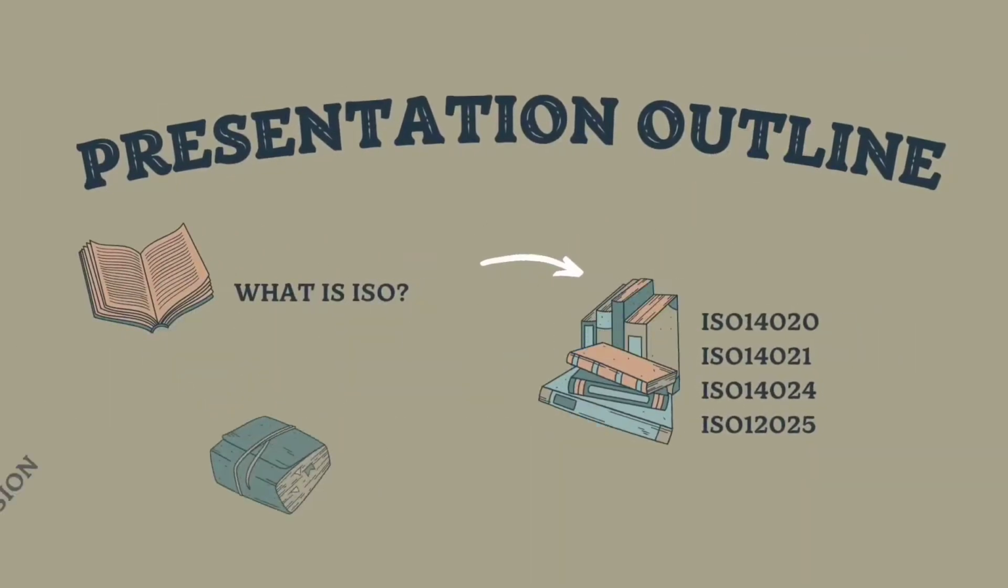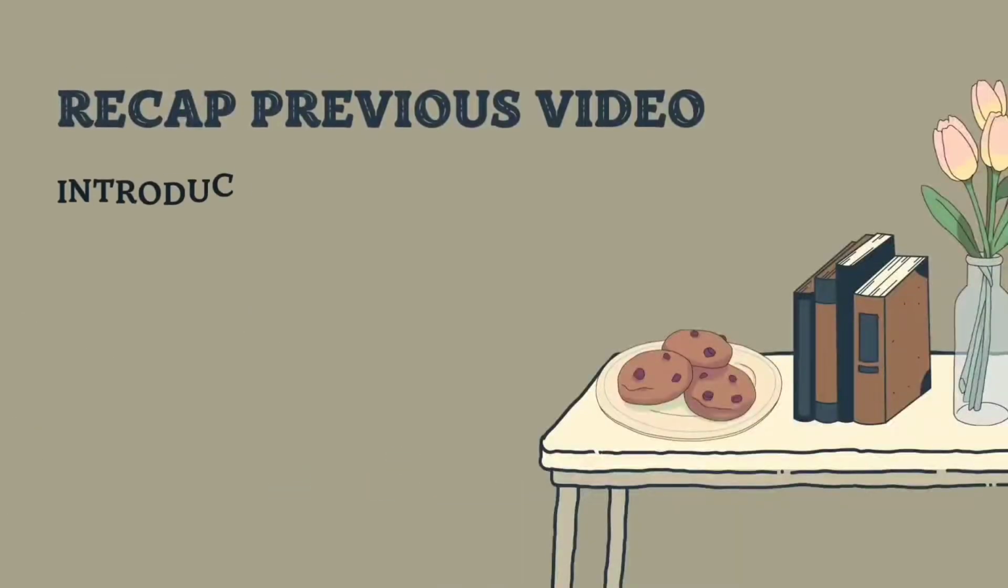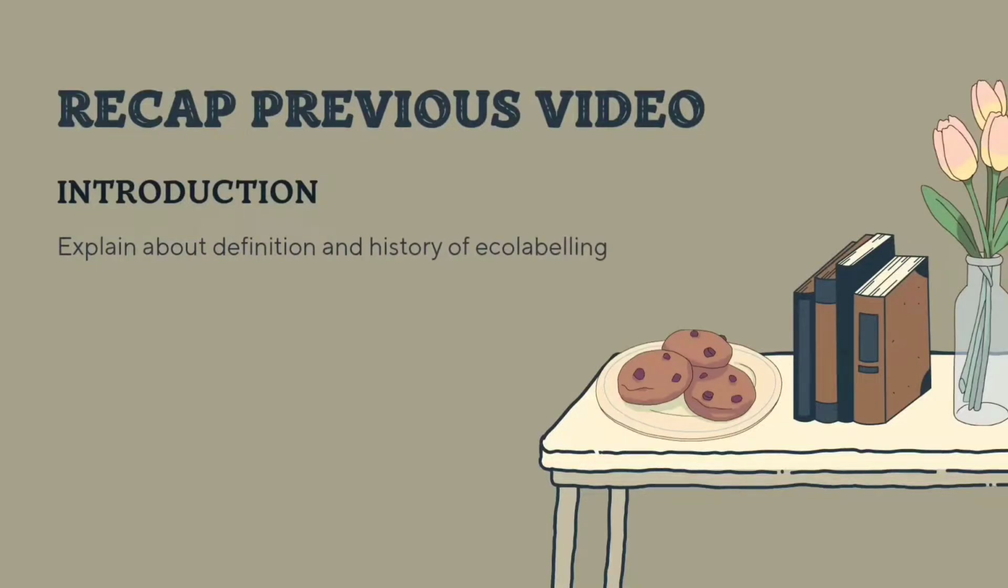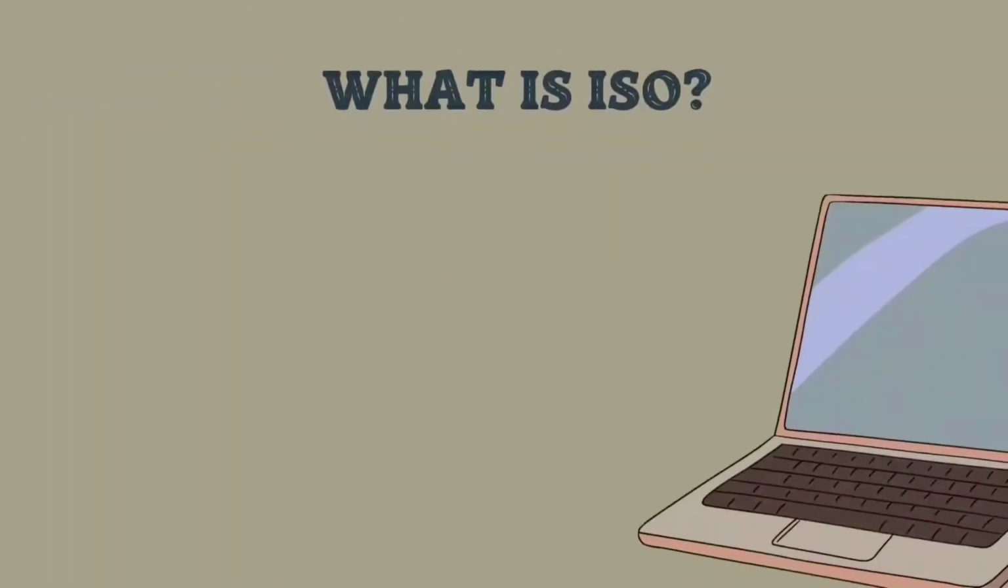The content that will be explained in this video is related to the introduction to ISO, explanation to ISO ecolabelling, as well as conclusions. Before that, let's look back at part 1 about the introduction to ecolabelling. The previous video explains about the definition and history of eco-labelling. To some extent, the eco-label is also known as the green label, as well as the first eco-label created in 1978 by the German Federal Minister of the Interior. Okay, let's start about ISO.